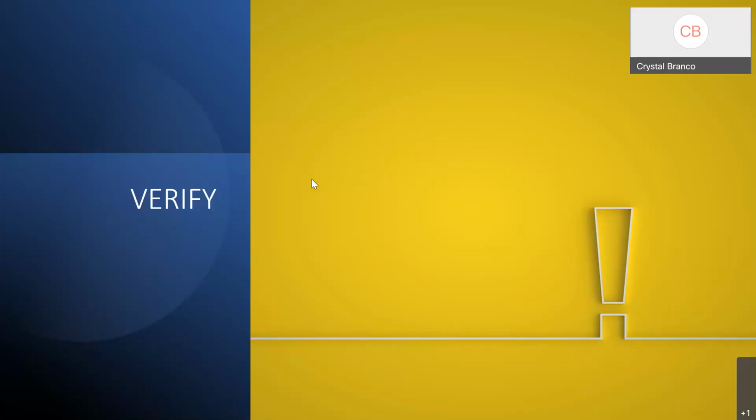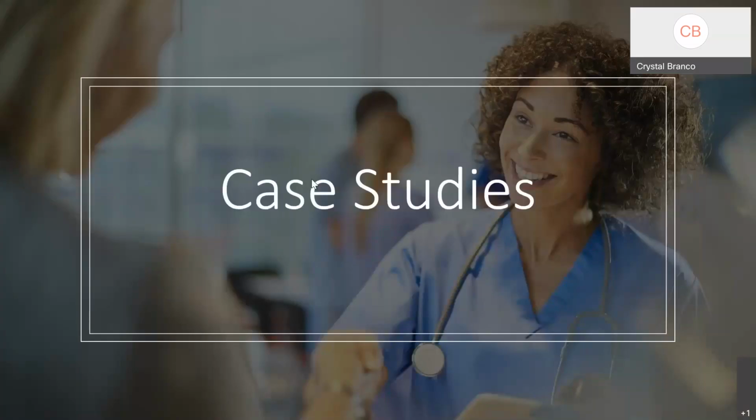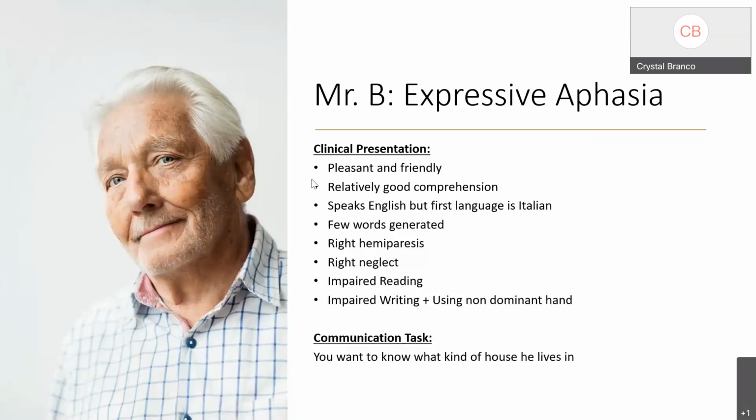And of course, verifying that you've understood their message. So I have a case study to go through just to help consolidate all of these strategies. And we're going to talk about Mr. B, who has expressive aphasia.